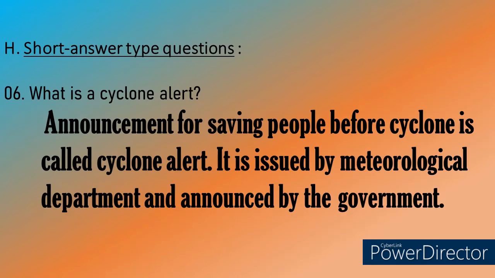Anyhow, the announcement for saving people before cyclone is known as cyclone alert. It is issued by the meteorological department and announced by the government. The meteorological department is none other than a part of the government. So they announce this cyclone alert. So this is the answer. Okay.